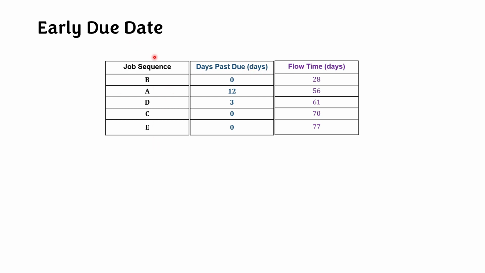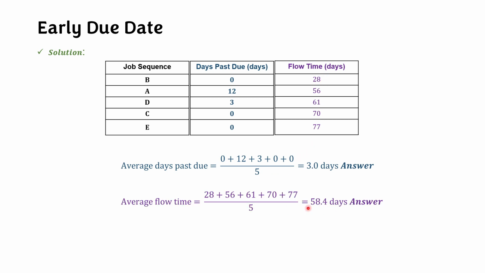Next, we have extracted the last slide's information about days past due and flow time for each job. We will take the average days past due by using the data in the days past due column. The average days past due value is 3.0 days. Similarly, we will calculate the average flow time using the values in this flow time column. The average flow time is 58.4 days. This is all for this video. Thank you for watching and see you next time.